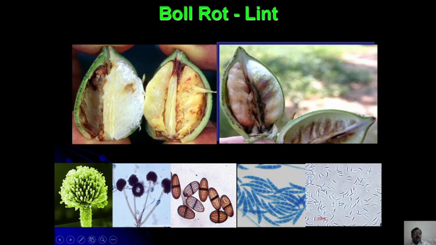This leads to premature opening of the boll and internal rotting. And these are the spores produced by Aspergillus, and this is also Aspergillus, Rhizopus, and this is Botryodiplodia, and then Fusarium, Colletotrichum, etc.